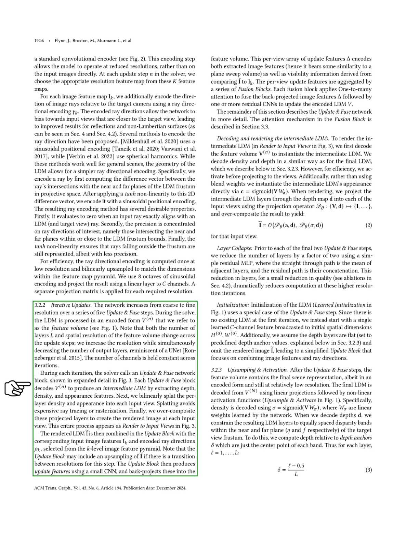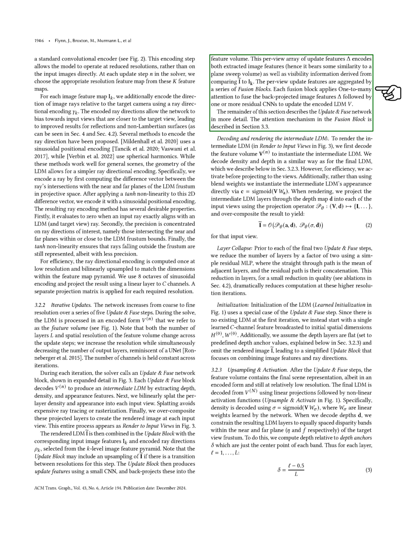The rendered model is combined in the update block with the corresponding input image features and encoded ray directions, which we select from the two-level image feature pyramid. If there is a resolution transition, the update block may include an upsampling step. It then produces update features using a small CNN and back projects these into the feature volume. This array of update features encodes both the extracted image features and visibility information from comparing the rendered model to the input images. We aggregate these per view update features using several fusion blocks, where each block applies one-to-many attention to fuse the back projected image features, followed by residual CNNs to update the encoded model.